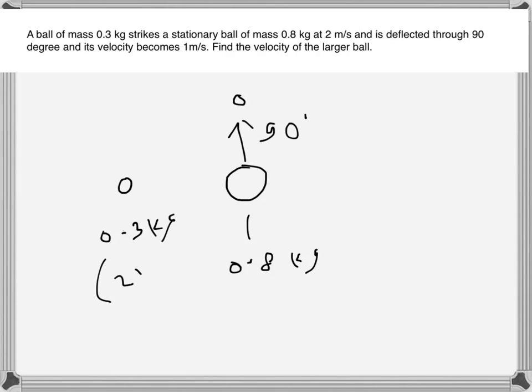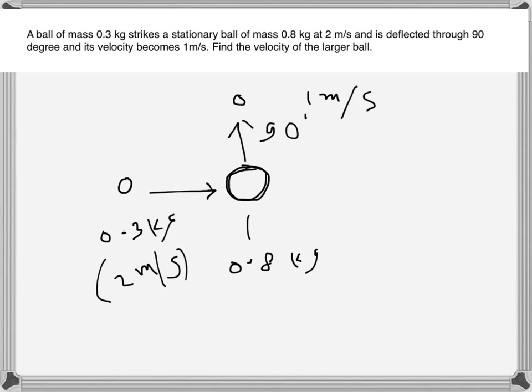Initially it was 2 meters per second. After the collision it is 1 meter per second. Mass of course remains the same. So this is the scenario. This one comes first, hitting the bigger ball, and then it goes in the vertical direction, just 90 degrees to the previous direction. We want to find the velocity of the second ball after the collision, the bigger ball.